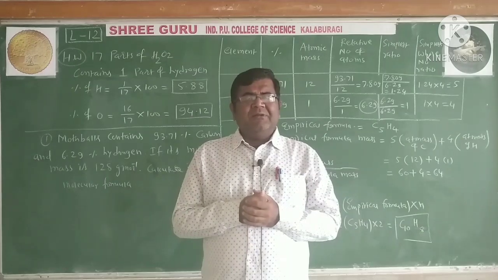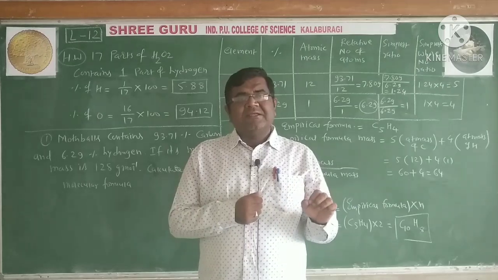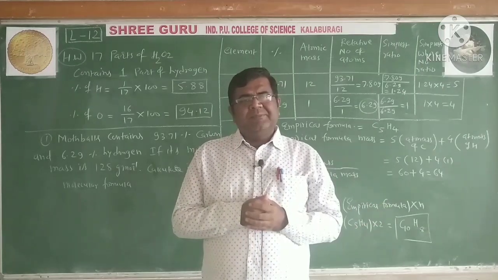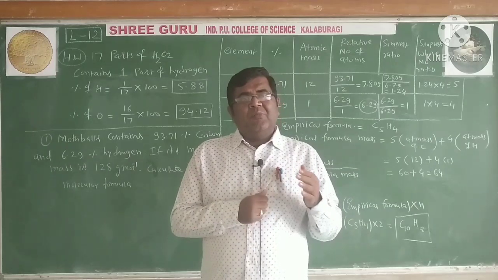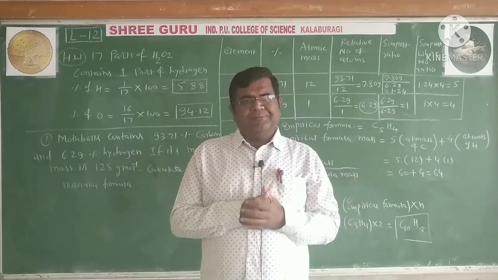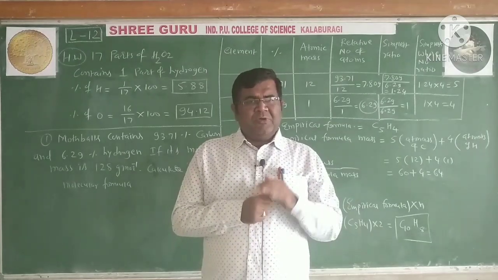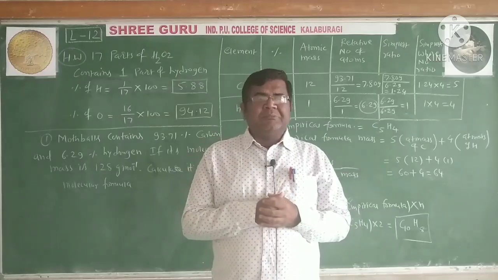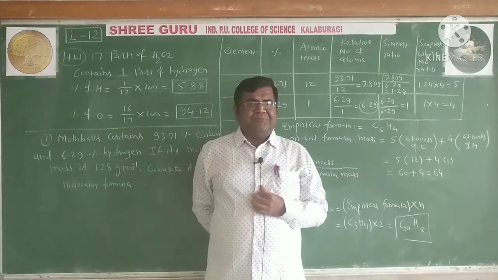For example, the molecular formula of benzene is C6H6. Empirical formula is CH. Molecular formula of hydrogen peroxide is H2O2. Empirical formula is HO. Because we have to take the relative numbers of atoms present in a molecule.